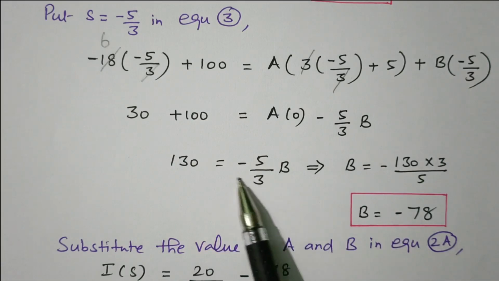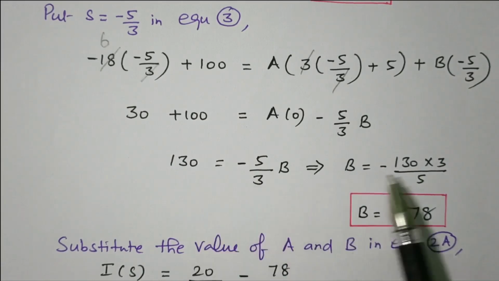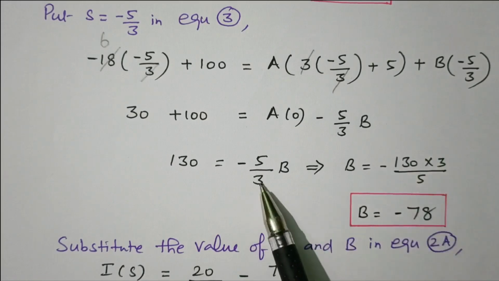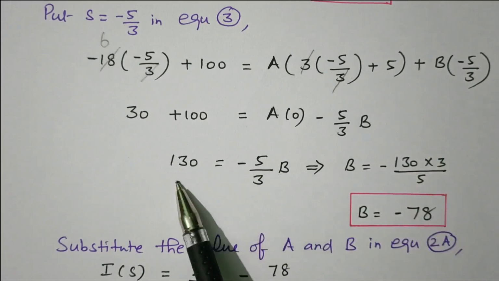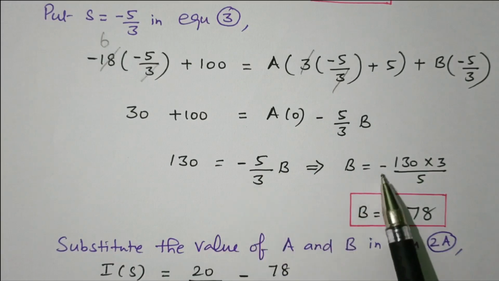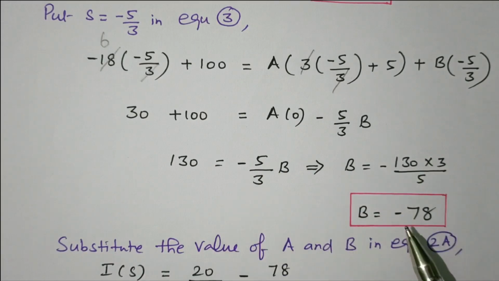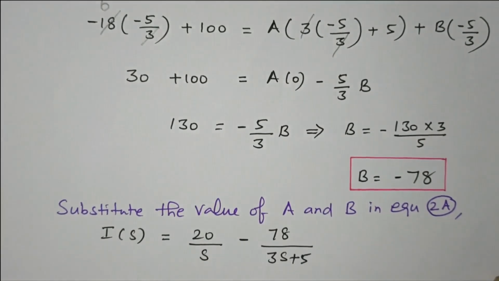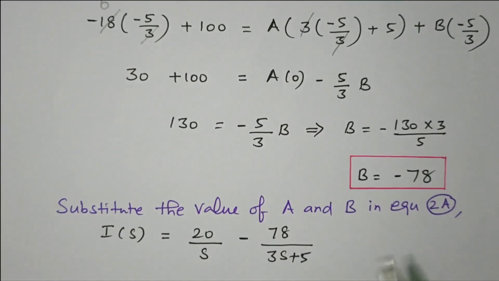That is equal to minus 5 by 3 B. So B equal to 30 into 3 divided by 5. This 3 is multiplied here, 5 is brought in the denominator. Negative is available. By simplifying this, what we got? 78. Right? B value is 78. A value we already calculated as 20. Now we can substitute these two values in equation 2. So I of s equal to A by s, that is 20 by s, minus B by 3s plus 5. B is minus 78.